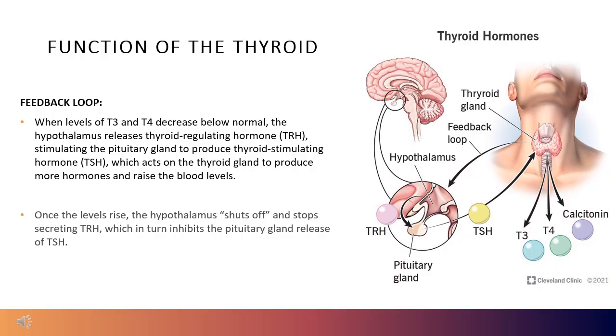TSH chases T3 and T4. So when thyroid hormones are low, TSH goes up, and when your thyroid hormones are high, your TSH goes down. That's going to be helpful when we talk about checking our TSH level on our patients who have dysregulation.